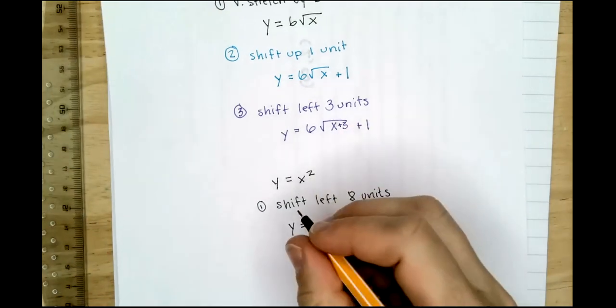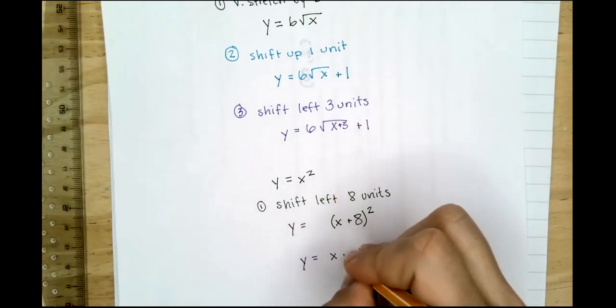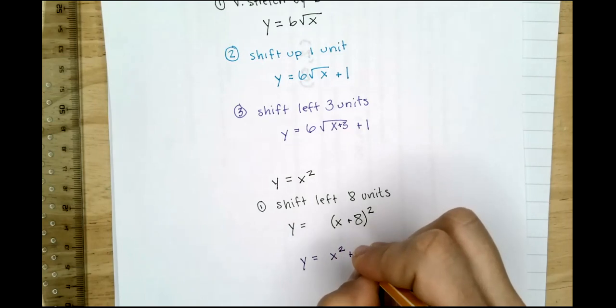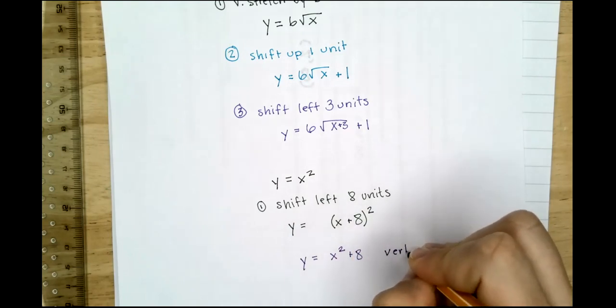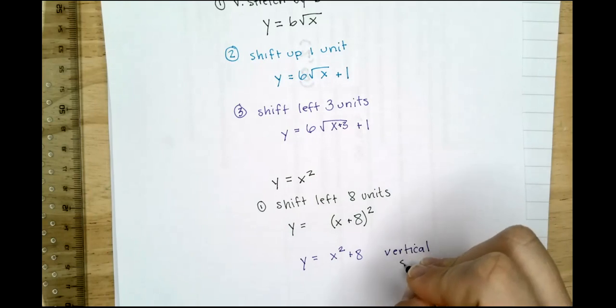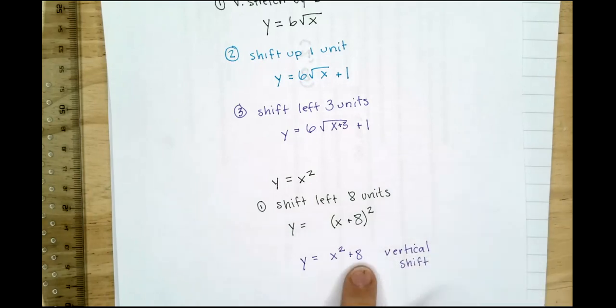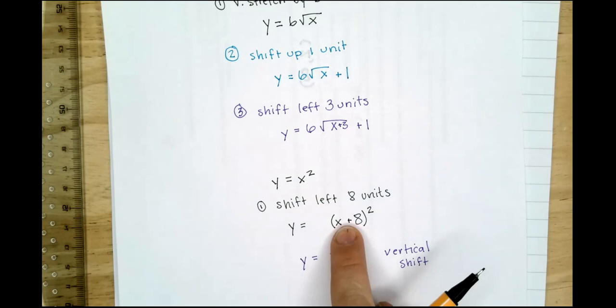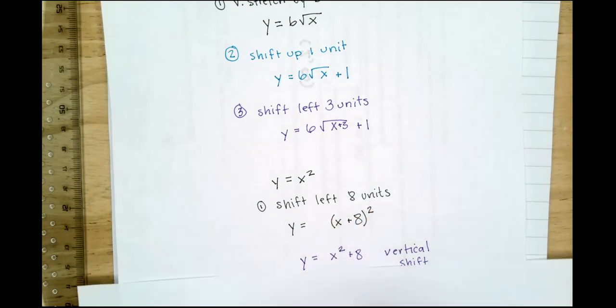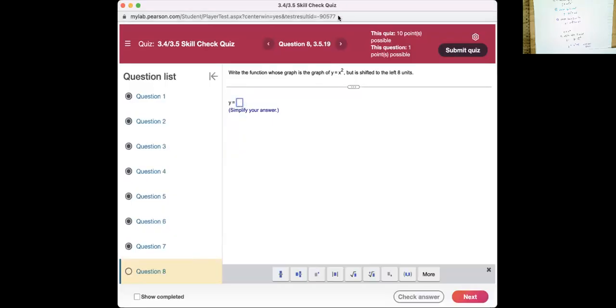Okay, if you wrote y equals x squared plus 8, that would be a vertical shift because the 8 is outside the parentheses of the square. So because we kept it inside the parentheses, it's a left shift. See the difference? So it was, just to make sure, y equals x squared, but shifted to the left 8 units. So y equals x plus 8 squared.